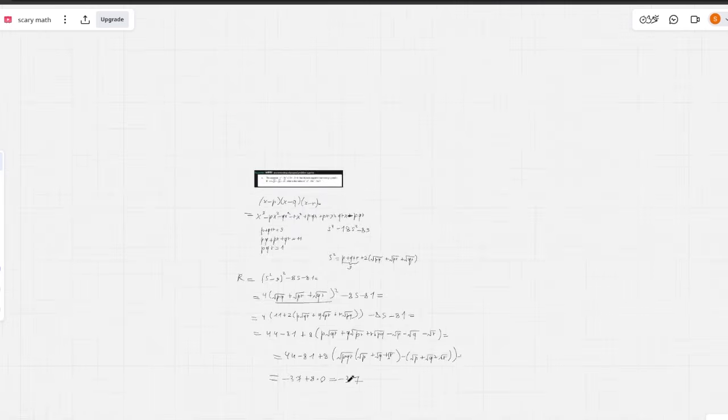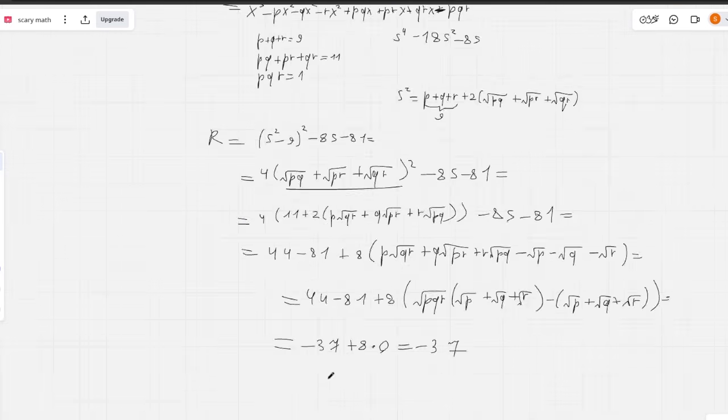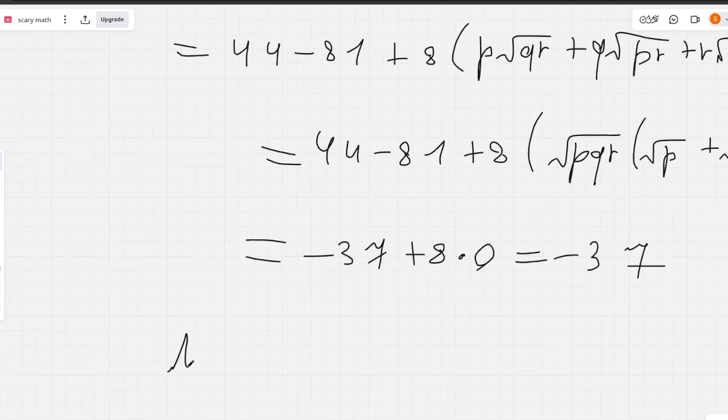Now they ask for the absolute value of the answer, so the answer is 37.